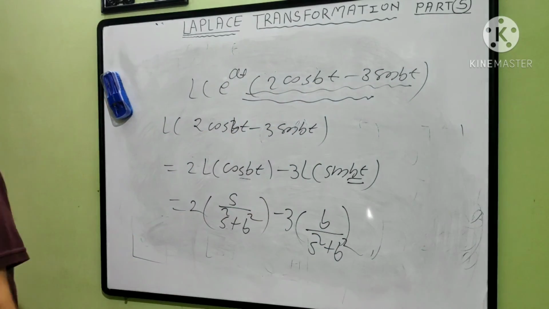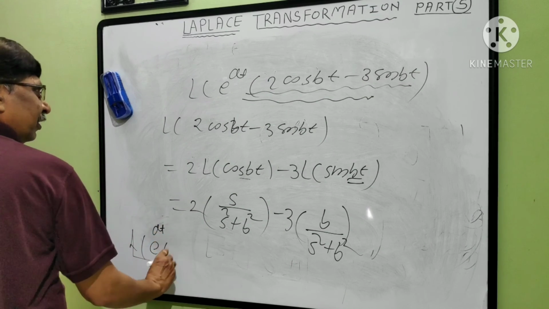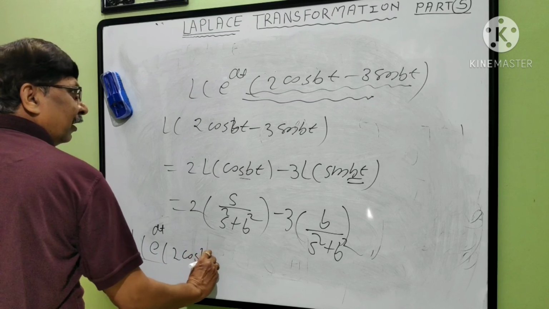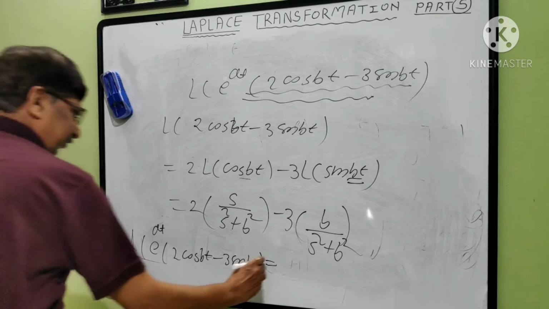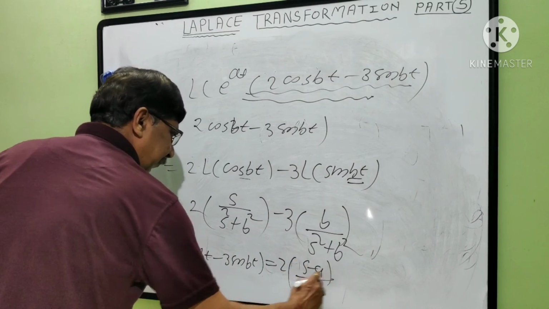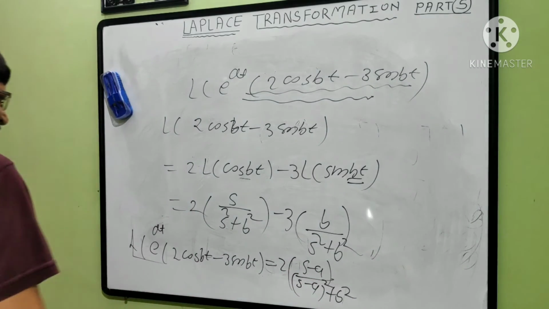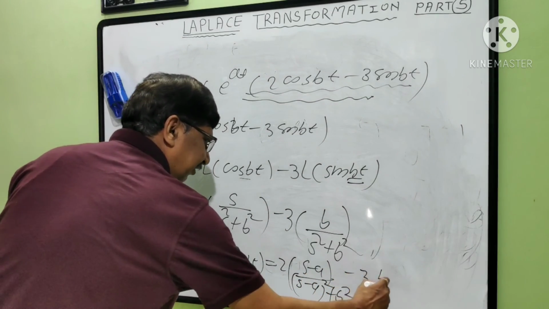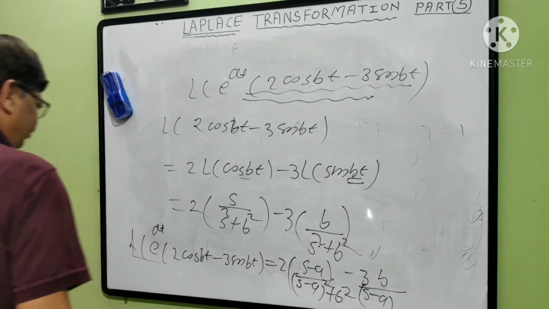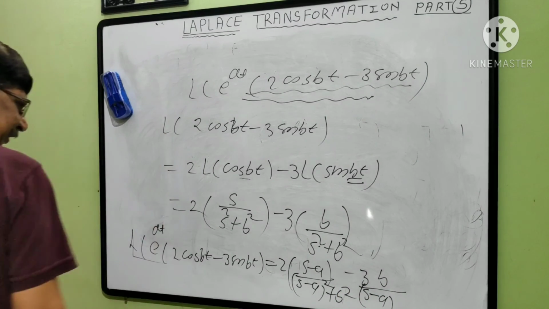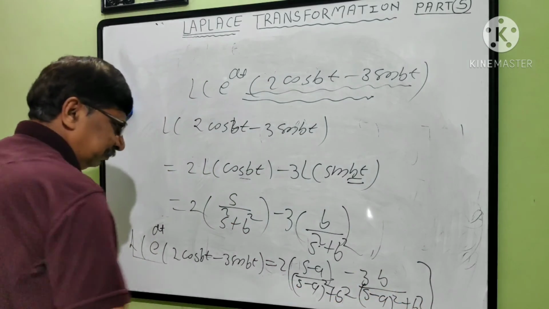But e raised to at is there, so which theorem do you have to use? The first shift theorem. Replace s by s minus a. Means it is 2 into s minus a upon, minus 3 into b upon, with s replaced by s minus a by the first shift theorem. Why? Because you are finding the Laplace transformation of e raised to at. So it is s minus a whole square plus b square. That is the result.